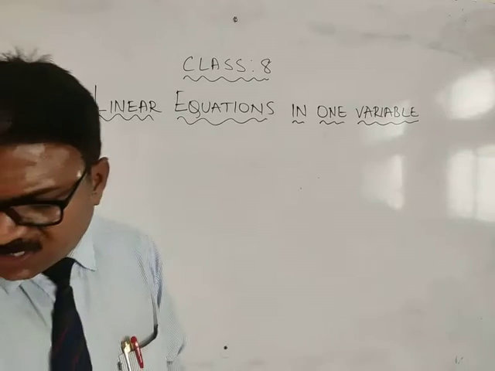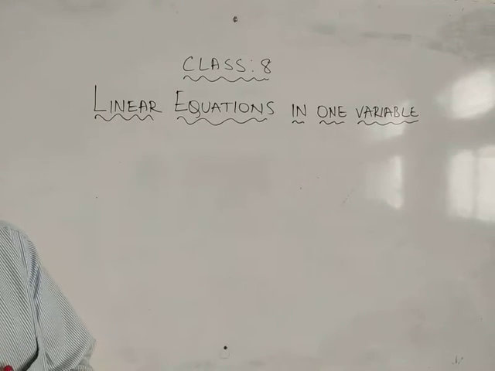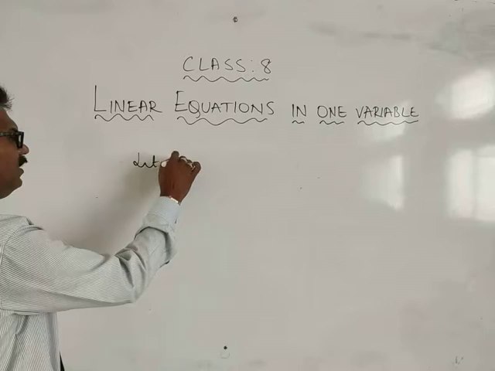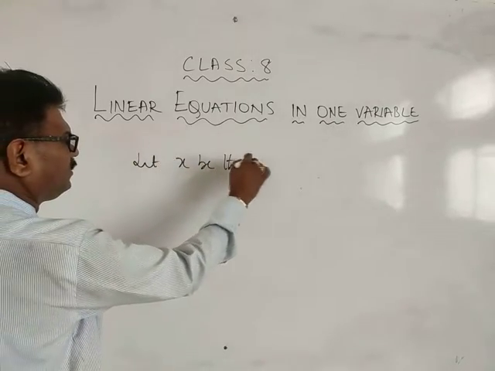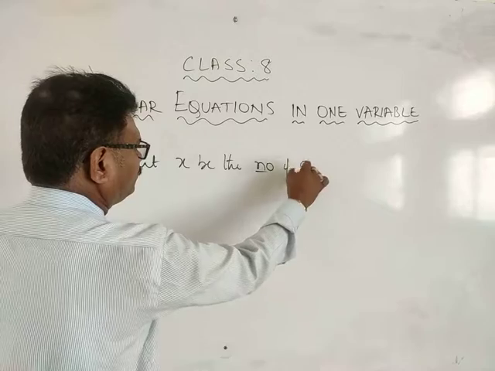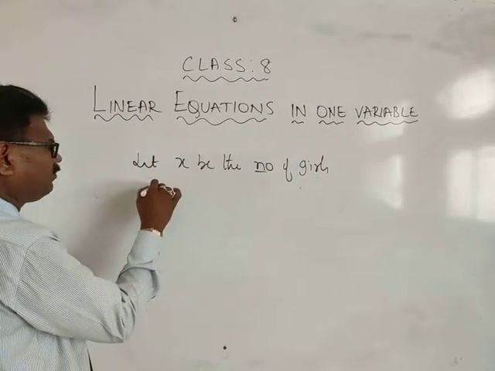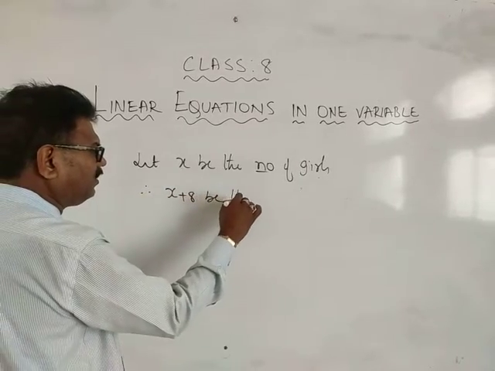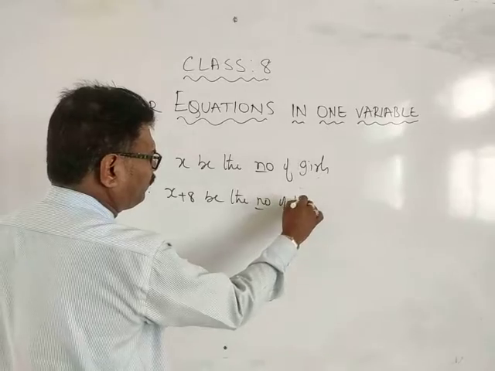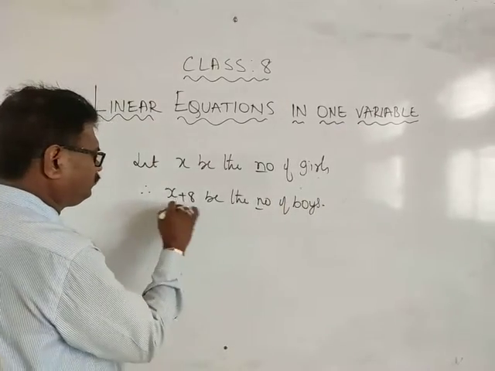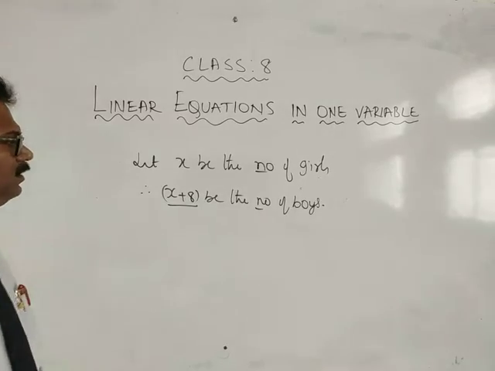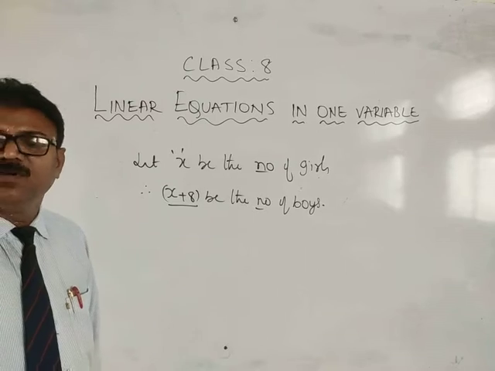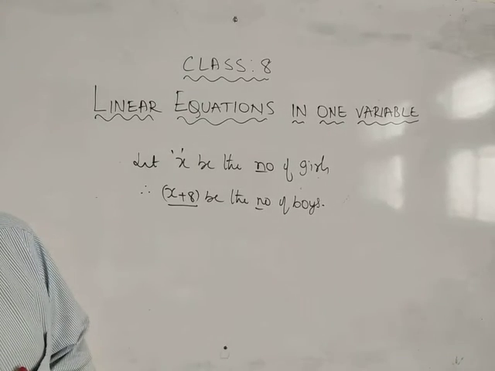The number of boys and girls in a class are in the ratio 7:5. Okay, right. Let x be the number of girls. And what about boys? Therefore, x plus 8 be the number of boys. X number of girls and x plus 8 number of boys.